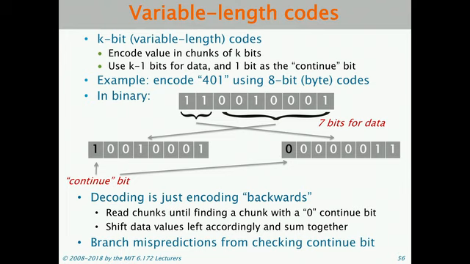One performance issue that might occur here is that when you're decoding, you have to check this continue bit for every chunk and decide what to do based on that continue bit. And this is actually an unpredictable branch. So you can suffer from branch mispredictions from checking this continue bit.